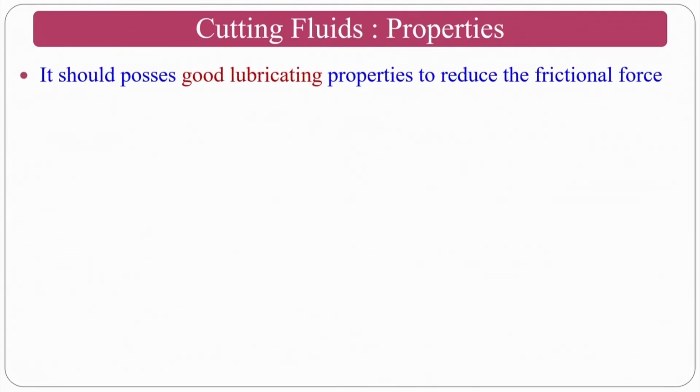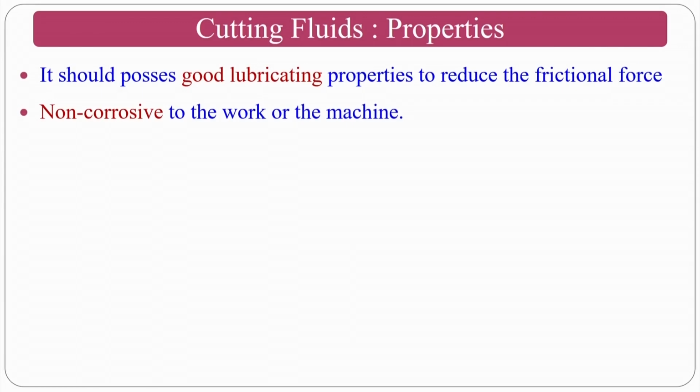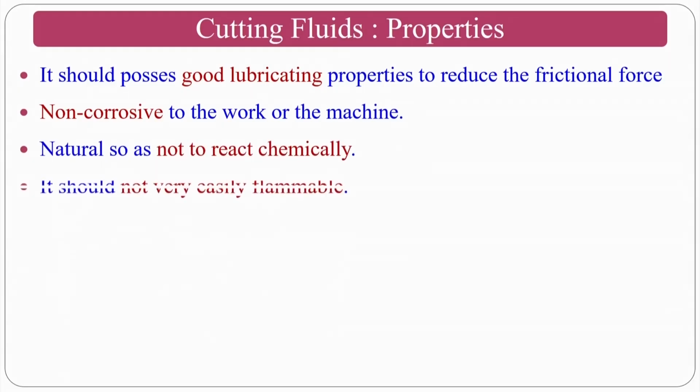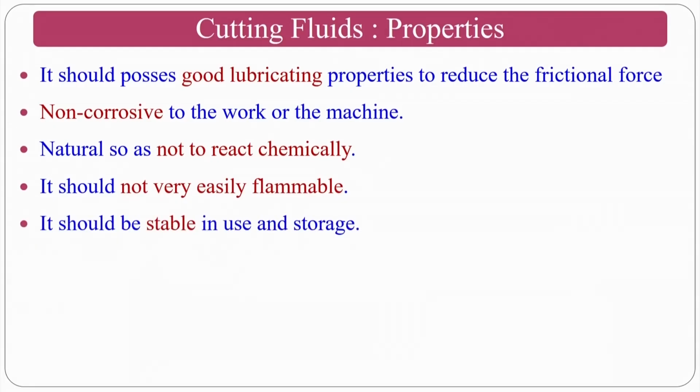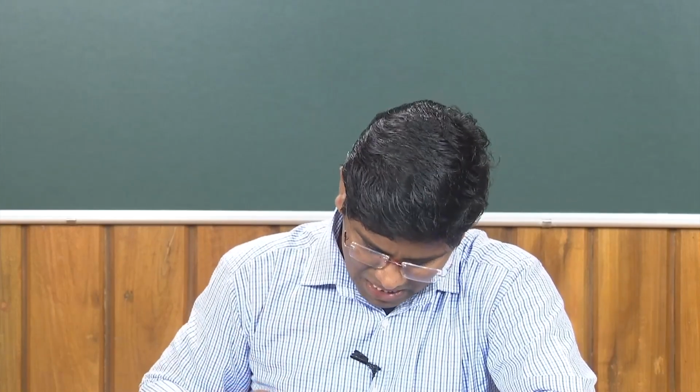Properties: it should possess good lubricating properties. It should be non-corrosive, because if it is corrosive, then your lathe bed and other things will be rusted. It should be neutral so that it does not react chemically. It should not be easily flammable, it should be non-flammable, and it should be stable as well as have high heat conductivity. If it has high heat conductivity, the temperature generated on the workpiece because of the grinding action can be taken out.